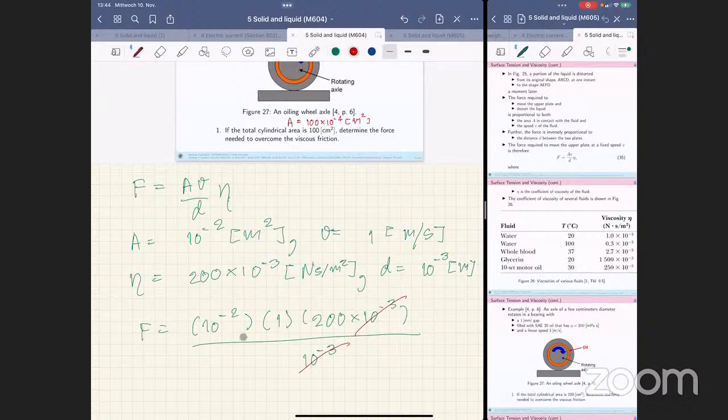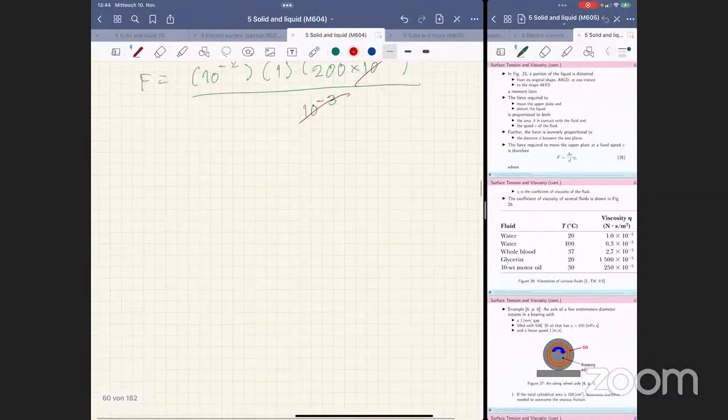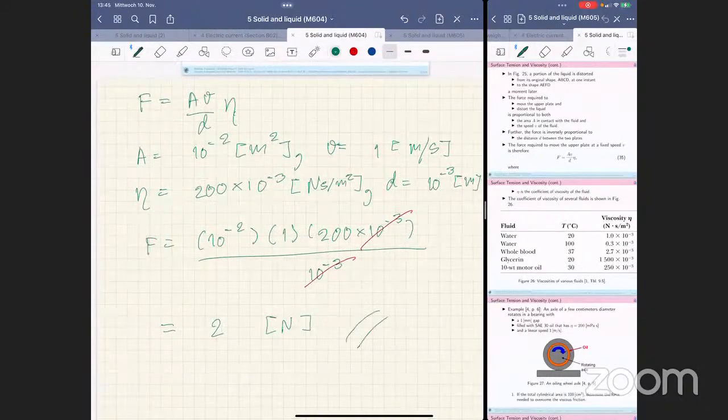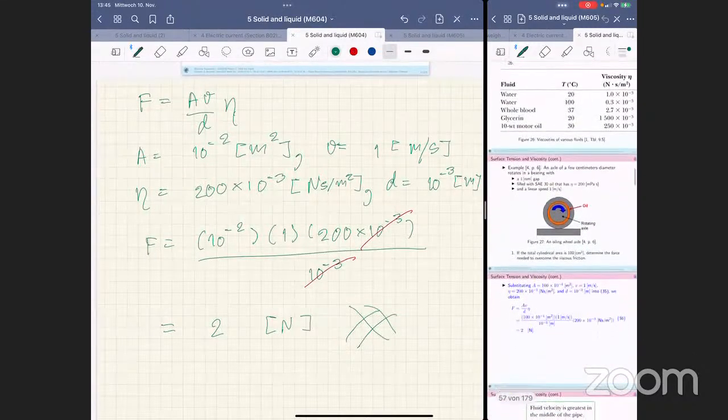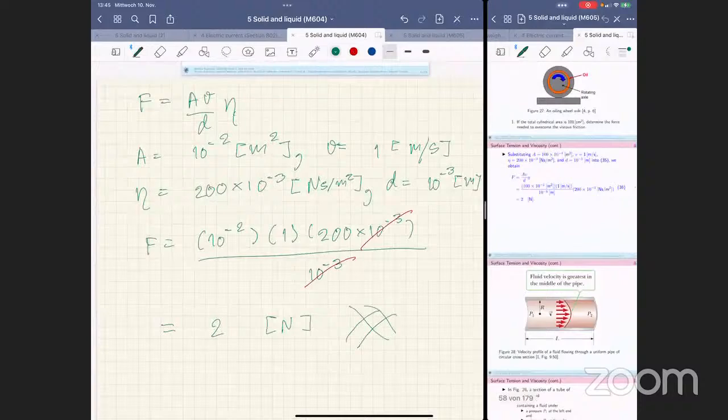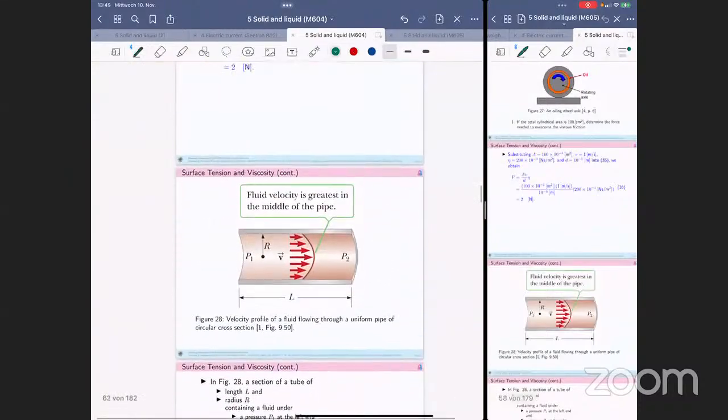And if you divide this one by 100, it's going to be number 2, right? So the force would remain only 2, and the SI unit for the force is Newton, right? So, that's it for our problem related to viscosity. It's 2 Newton right here. Okay, the answer.